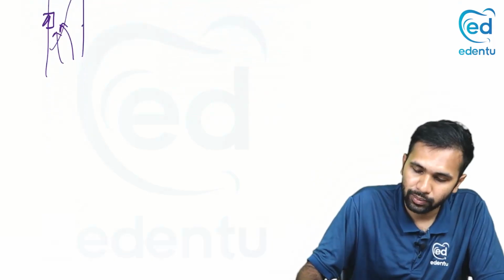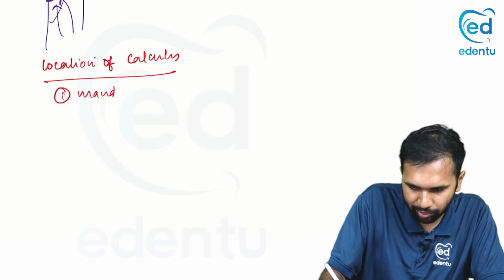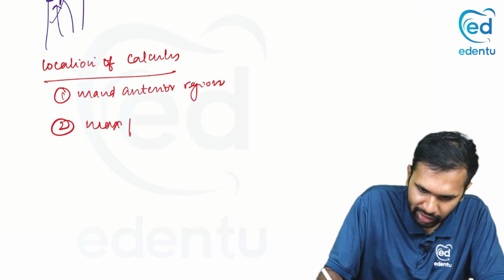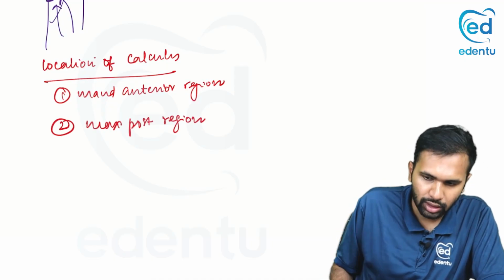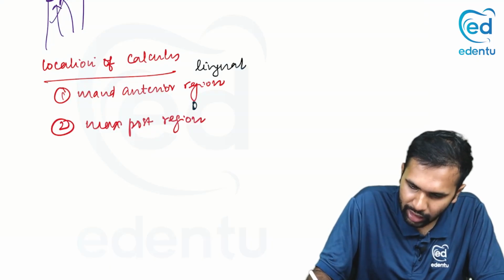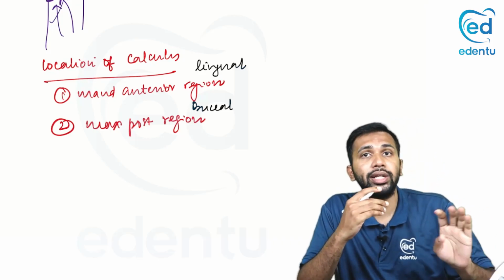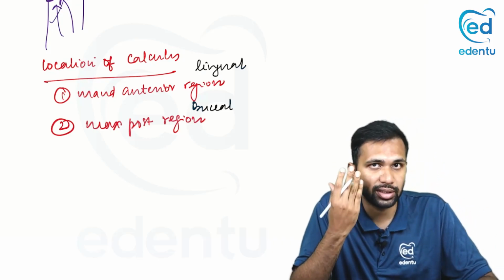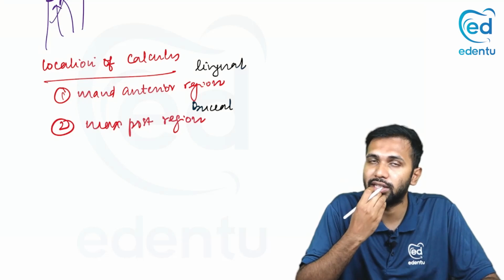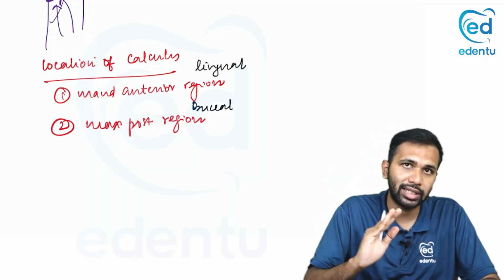Right. Now, your location of calculus, most commonly, it is present in the mandibular anterior region and in the maxillary posterior region. To be more specific, on the lingual surface of mandibular anteriors and on the facial or buccal surface of maxillary posterior region. That is because the openings of the salivary gland ducts are present in these regions. Right, the parotid gland is present opposite to maxillary molars, and the sublingual and submandibular glands open lingual to your mandibular incisors. That is the reason maximum calculus accumulation is present there.